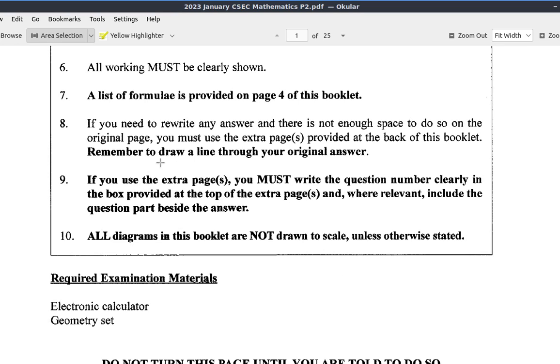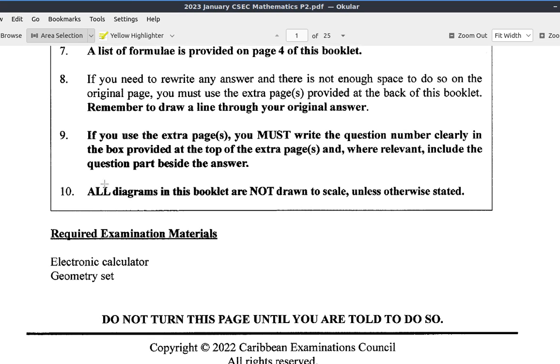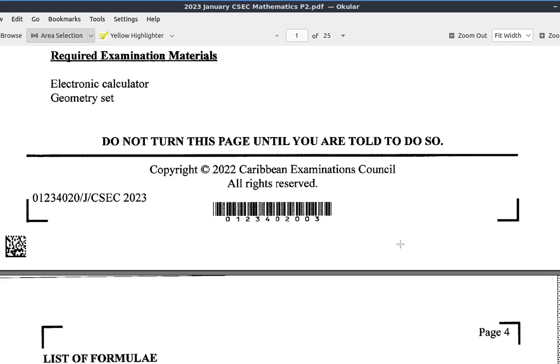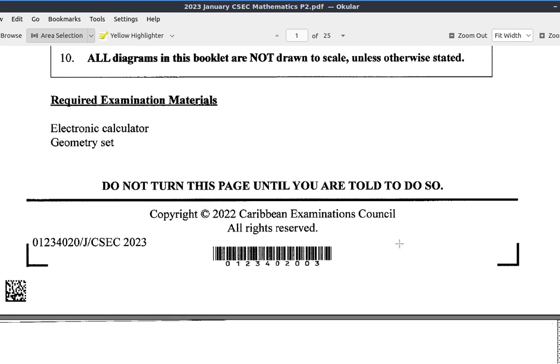If you need to rewrite any answer and there's not enough space to do so on the original page, you must use the extra papers provided at the back of this booklet. Remember to draw a line through your original answer. If you use extra pages, you must write the question number clearly in the box provided at the top of the extra pages, and where relevant, include the question part beside the answer. All diagrams in this booklet are not drawn to scale unless otherwise stated.